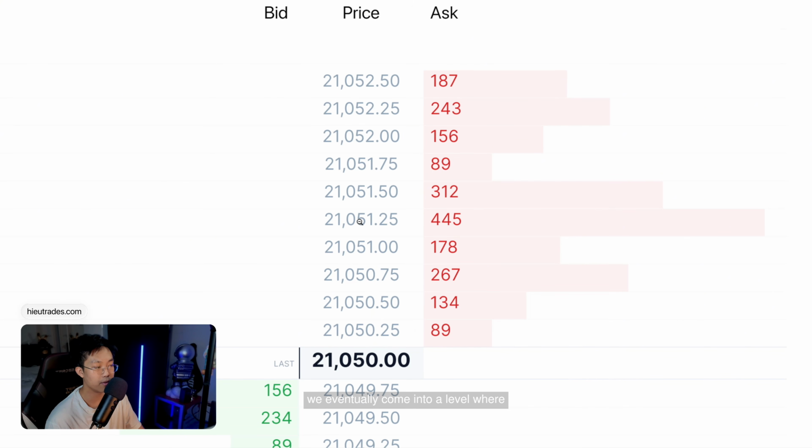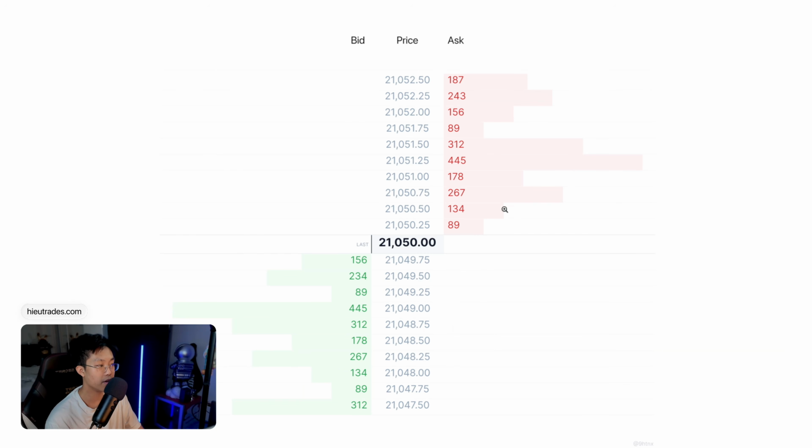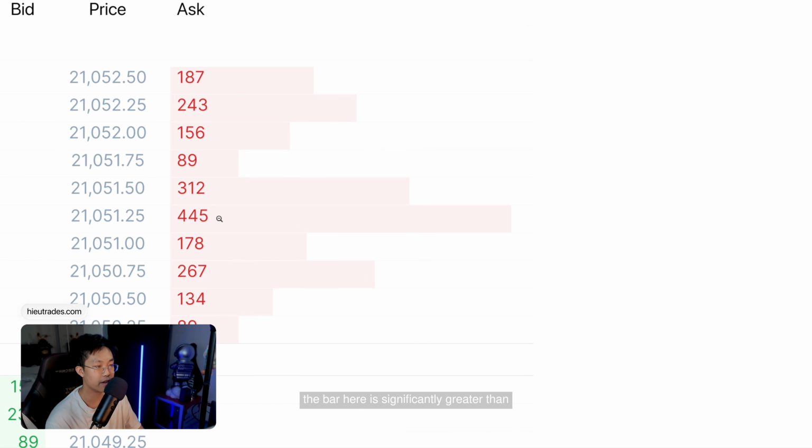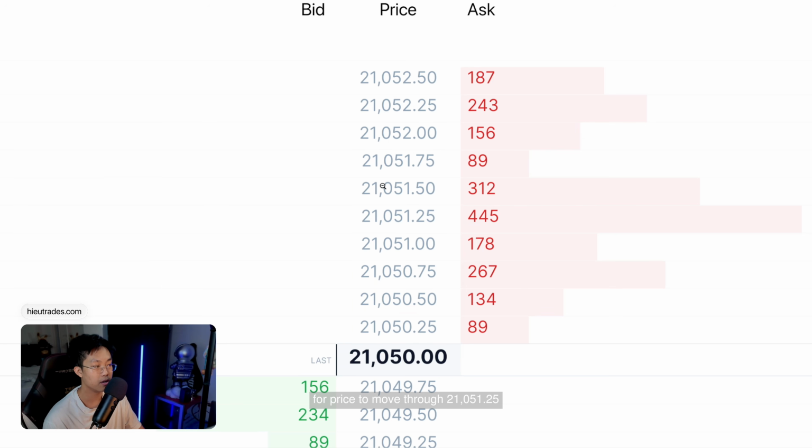we eventually come into a level where there are 445 contracts at level 21051.25. The bar here is significantly greater than the neighboring bars. Because what does this represent? This represents a wall or a cluster of sellers. They have placed 445 contracts at this level. For price to move through 21051.25, every single one of those 445 sell limit orders have to be consumed.